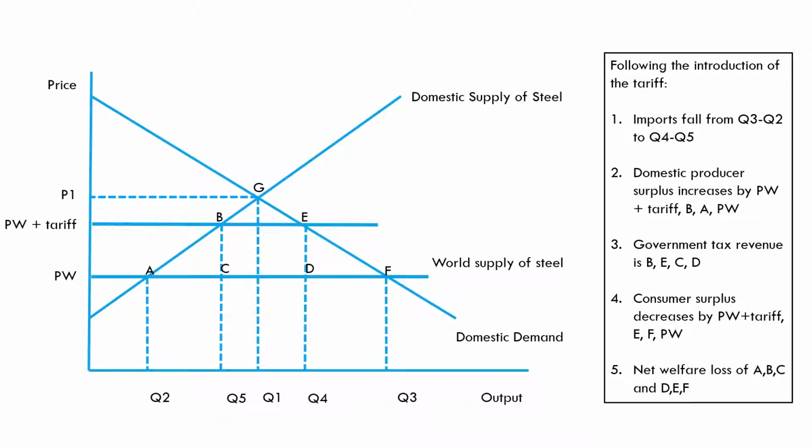We see, as noted on the right-hand side here, the fall in imports from Q3 minus Q2 to Q4 minus Q5. We also see that there is an increase in domestic producer surplus following the increase of the tariff by the area PW plus tariff B to A to PW. We also see the government benefits through tax revenue of the area BEDC. But finally, importantly, we see that consumer surplus decreases by the biggest area, PW plus tariff, EFPW. And this gives rise to two areas of net welfare loss, the area ABC and the area DEF.